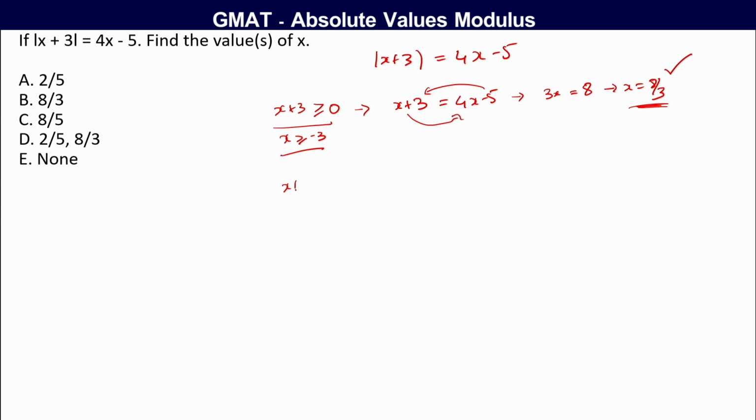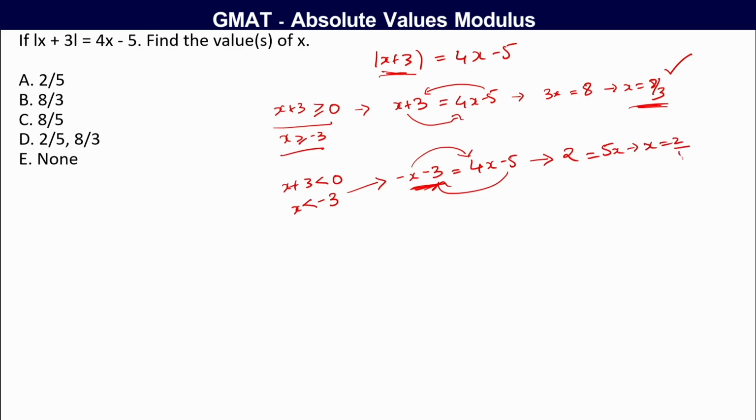And now let's check when x plus 3 is negative, that is, when the modulus is negative. So x plus 3 is less than 0, so x is less than minus 3. When x is less than minus 3, the modulus will be negative. We will multiply it by minus 1 to turn it into a positive number. When we open the modulus of a negative number, to convert it into a positive number, we multiply it by minus 1. So taking minus x to that side and 5 to this side, you have 5 minus 3 is 2, equal to 4x plus x is 5x, which means x is equal to 2 by 5.